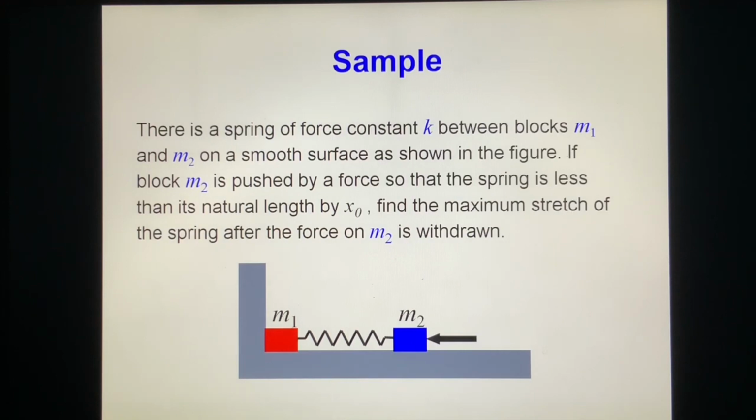Example. There's a spring of force constant K between blocks M1 and M2 on a smooth surface, as shown in the figure. If block M2 is pushed by a force so that the spring is compressed from its natural length by x0, find the maximum stretch of the spring after the force on M2 is withdrawn. This is a pretty tricky question, okay?